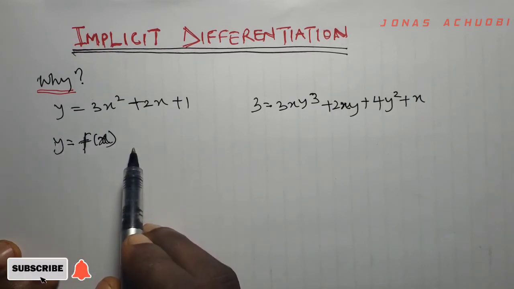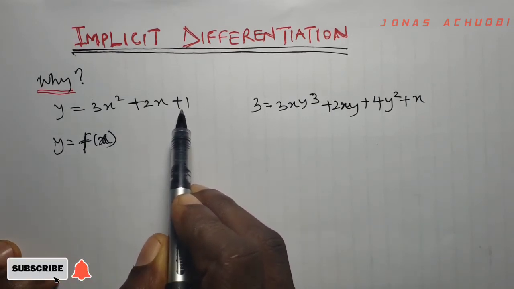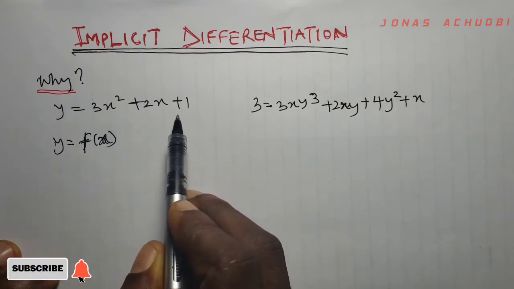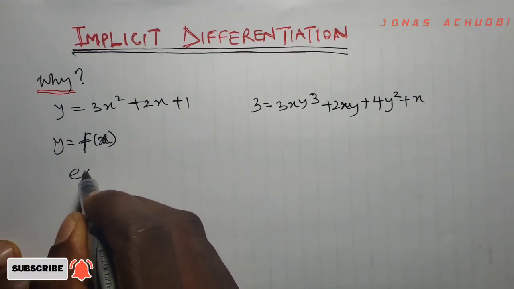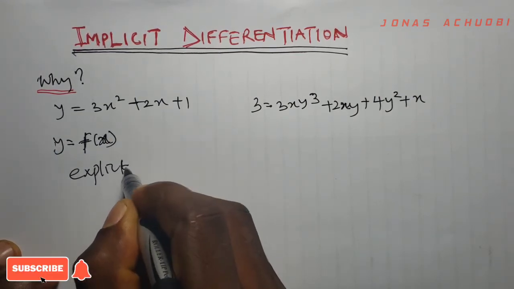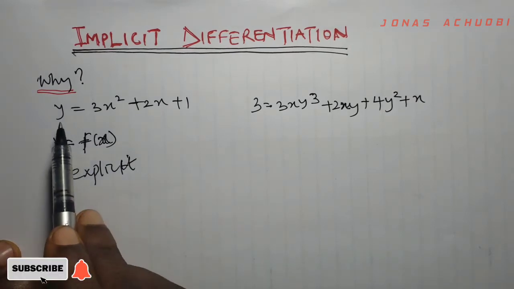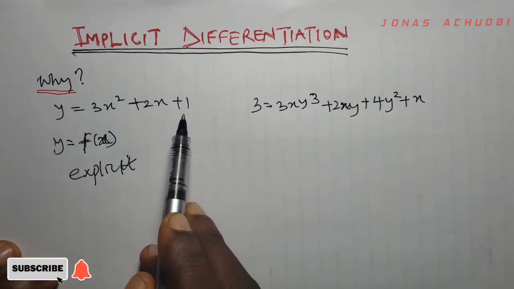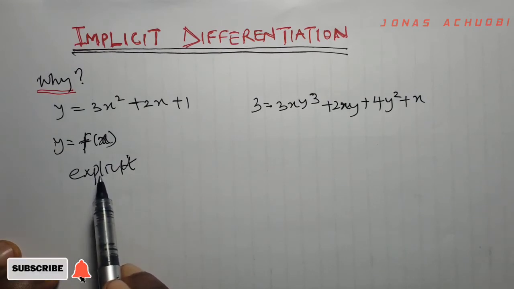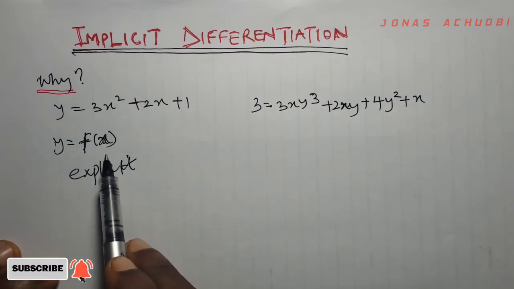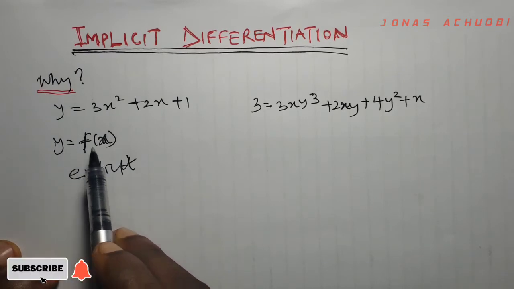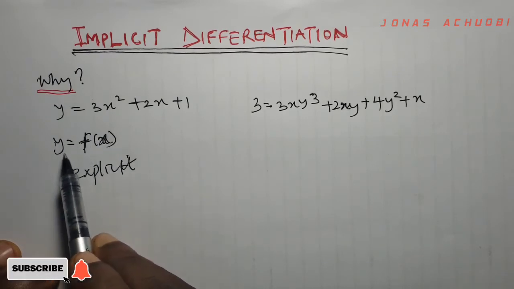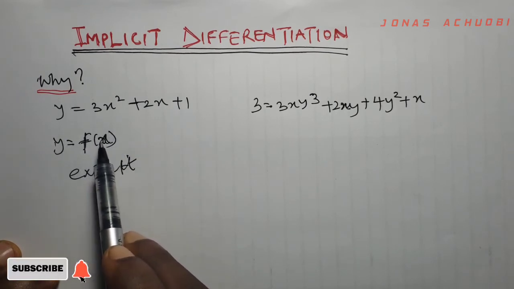What do we say here? Since the right-hand side of this equation is a function of x alone and not of x and y, we say that y is an explicit function of x. We say that y equals 3x squared plus 2x plus 1 is an explicit function of the variable what? x. And we write y equals f of x. So going forward, whenever you see an equation that is written in the form y equals f of x, you know that this is written explicitly.